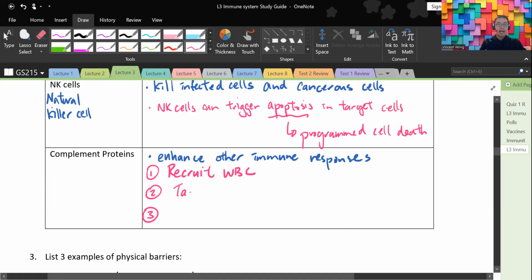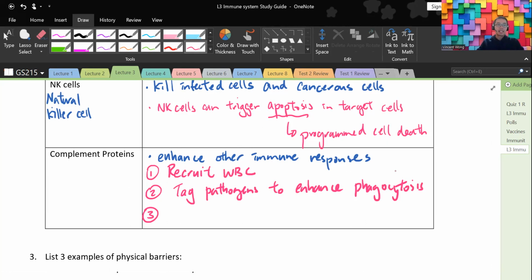Someone said coating target cells. That's right. They could tag pathogens to enhance phagocytosis. Right? By tagging the pathogens, it highlights them. It puts a red flag on them so the white cells can see them easily.